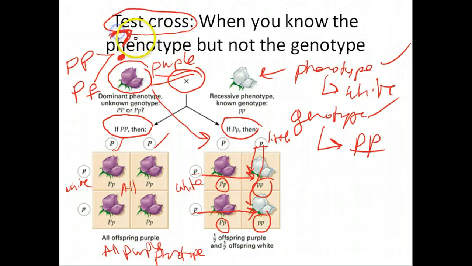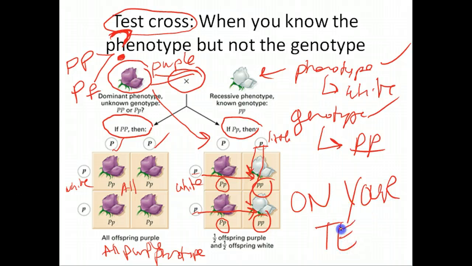I'm telling you ahead of time, those of you that are watching the screencast, this is on your test. Take it to the bank. It's on your test. So for those of you that pay attention and watch this and practice this, easy points right there. We're going to practice specific examples of monohybrid crosses and just random crosses.